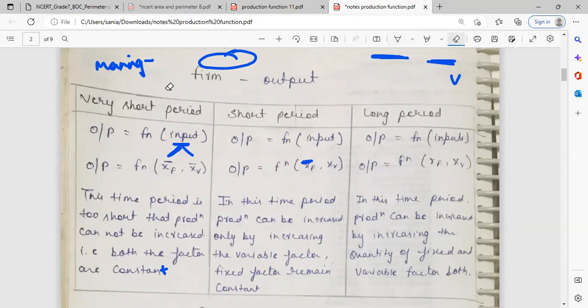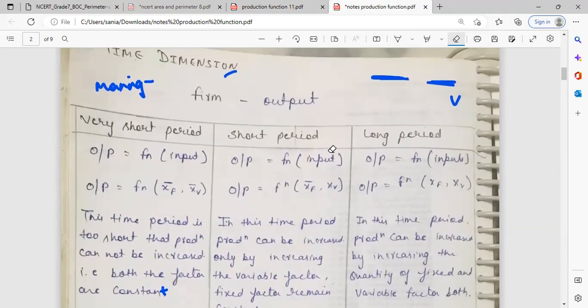Any query or anything you want to ask, or you are not getting anything? Ma'am, could you explain the short period one again? Okay. Short period is basically, for example, today is your marriage. From morning itself, the function starts, right? And in the morning, somebody came to you and told you that earlier 10 guests were coming, now 20 guests are coming. So is it possible for you to arrange labors?